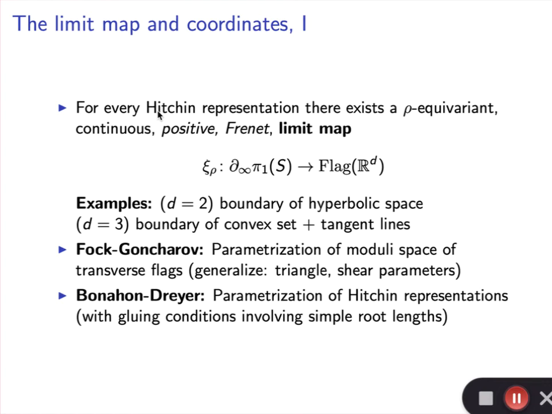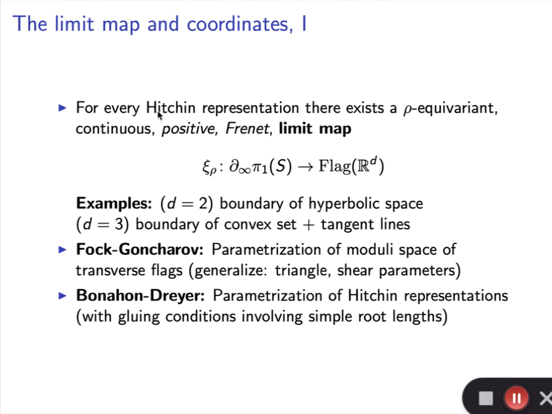We already saw all of this in dimension 3, but Fock and Goncharov parameterized the moduli space of transverse flags, and they connected this to the theory of total positivity. So there are parameters that generalize the triangle parameters and the shear parameters. And then Bonahon and Dreyer used this to parameterize the Hitchin representations using these gluing conditions involving simple root lengths.